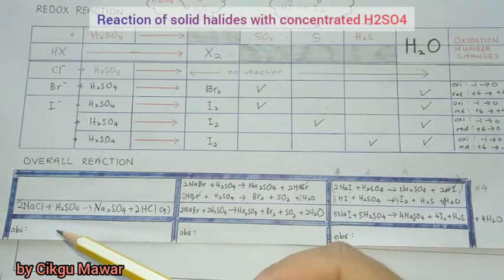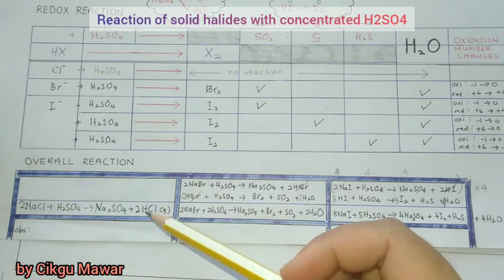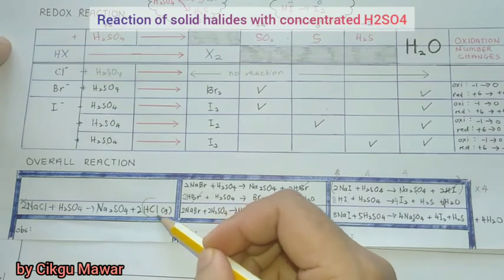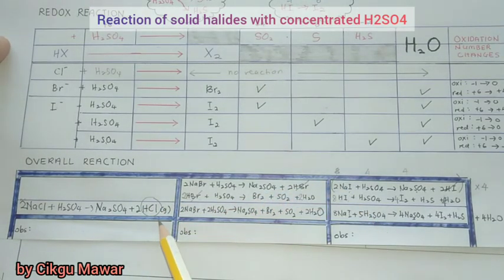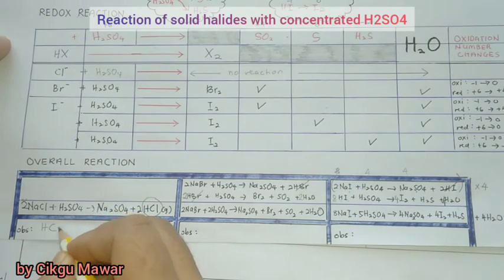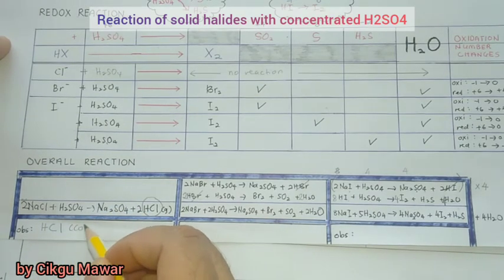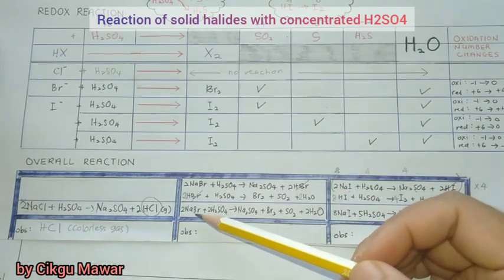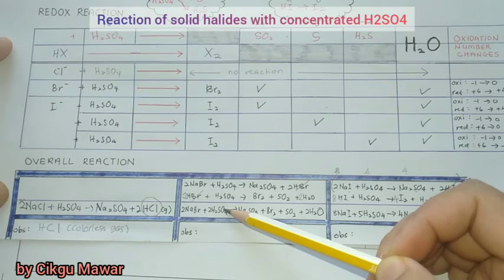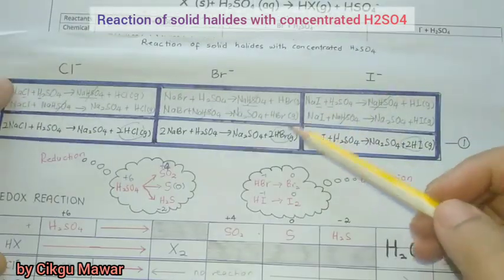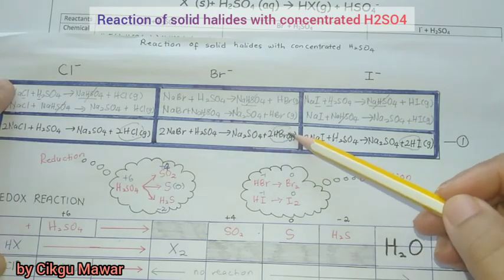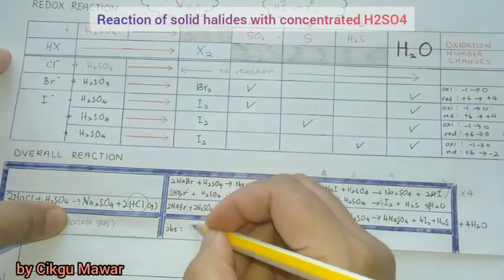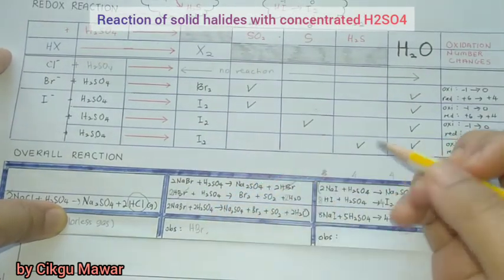Now let's write the observation for the reactions. For the reaction of sodium chloride with sulfuric acid, we can see that it produces a colorless gas, which is HCl, hydrogen chloride gas. Then for the reaction of sodium bromide and sulfuric acid, from the displacement reaction, we can see that it releases hydrogen bromide gas. It is also a colorless gas. So we have HBr here, which is a colorless gas.